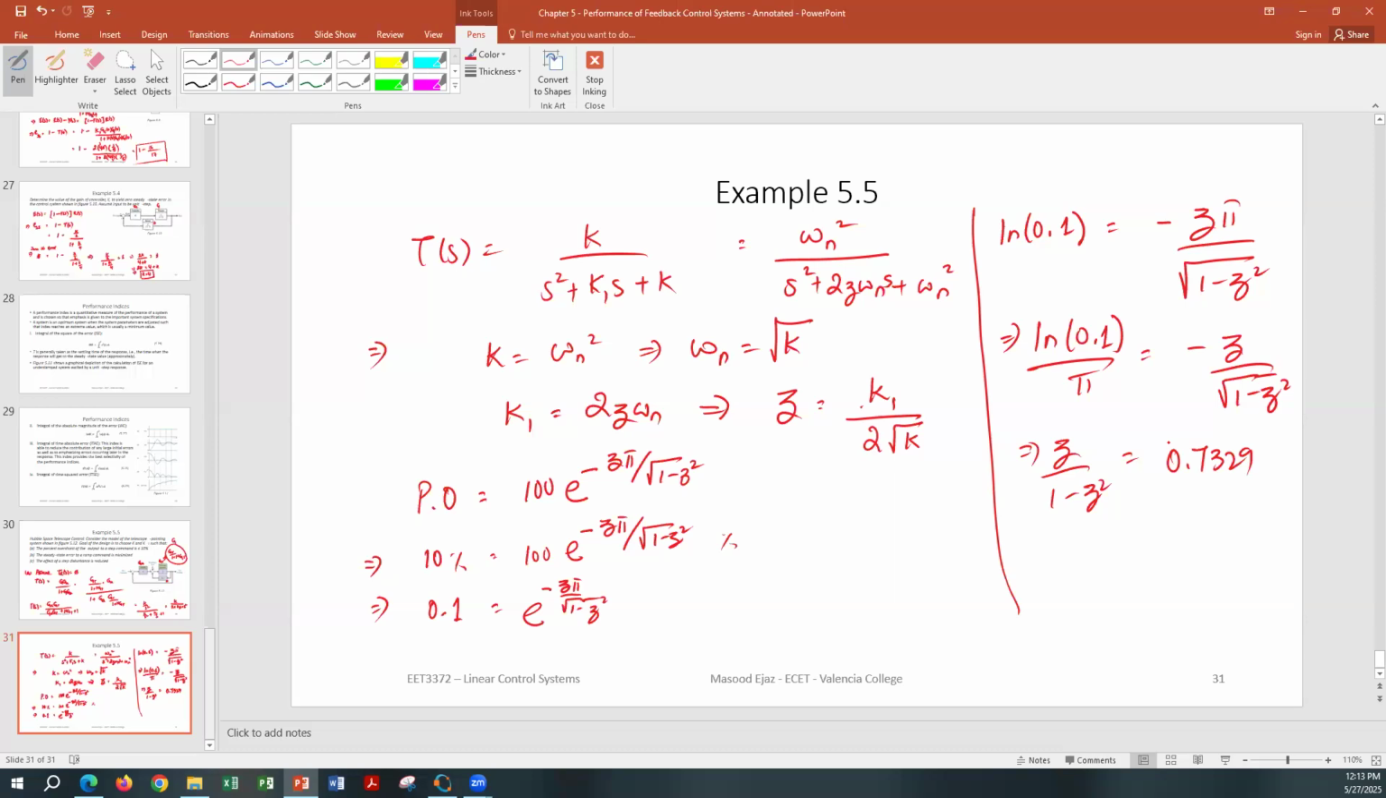So if your third pole is far away such that you can estimate the system as a second order system, then you can still use this expression. But here, this is a second order system, there's no third pole. K over S square plus K1S plus K, that's our transfer function, right? So that's a second order system.